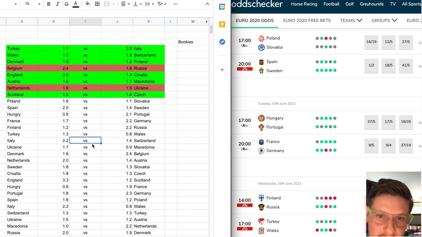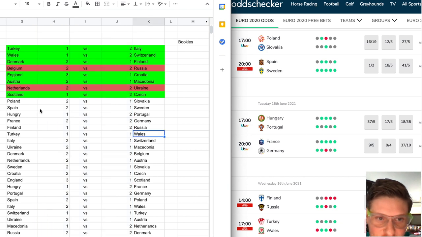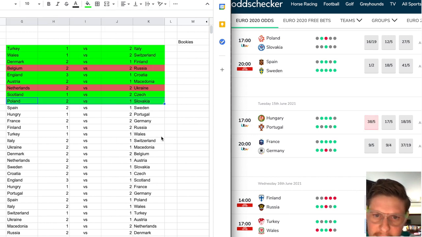We have Poland and Slovakia. Let's get back to our little thing here. So we're favoring Poland against Slovakia, and yes, that is also the favorite. There we go. So we're good on that. Slovakia kind of snuck into this tournament. I don't think they were top of their table, or even second in their table.